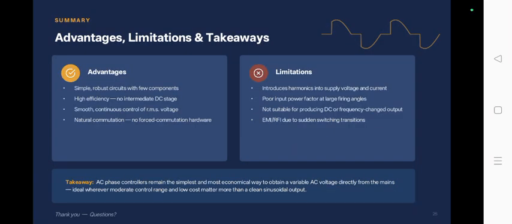Next, advantages. It is simple and robust, and few components are used. It has high efficiency, no intermediate DC voltage, smooth control of RMS voltage, and natural commutation, so no forced commutation is required.